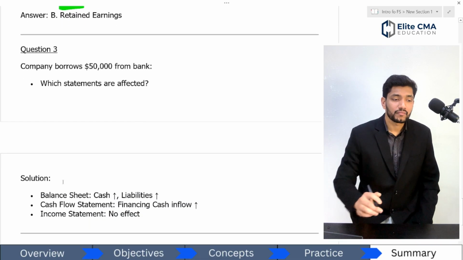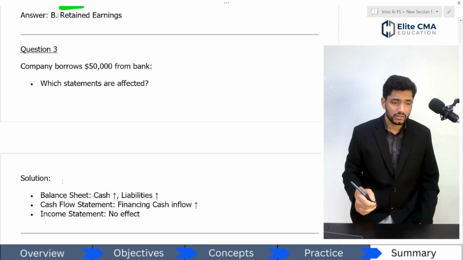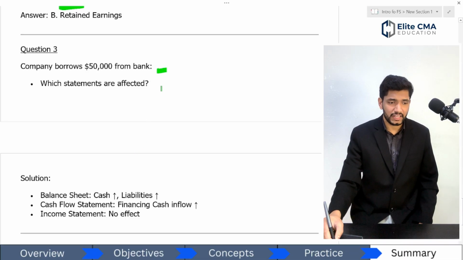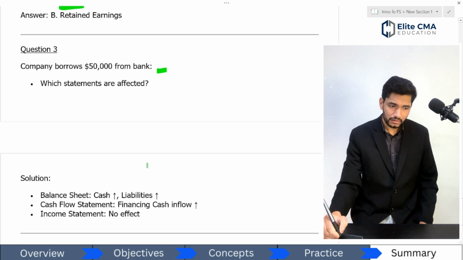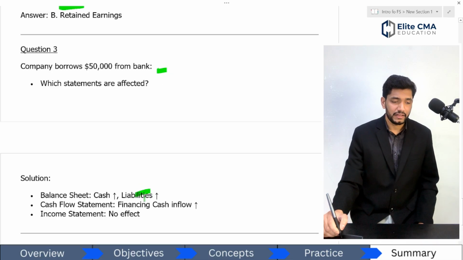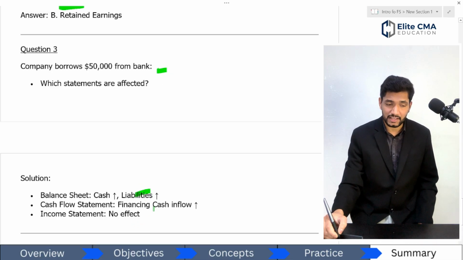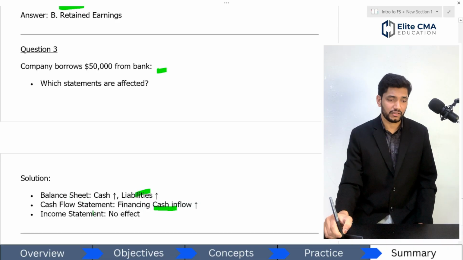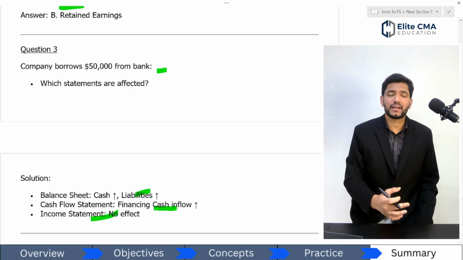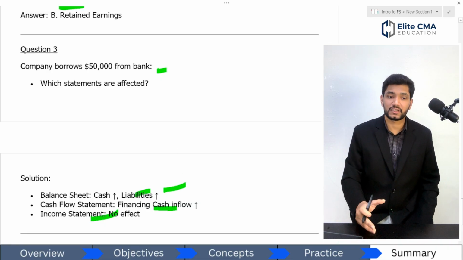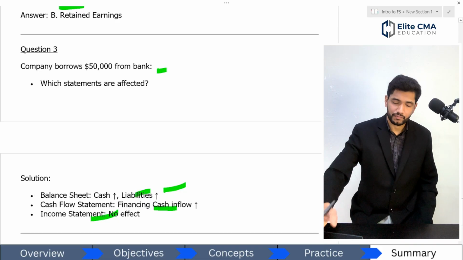Let's move to question 3. A company borrows 50,000 from a bank. Which statements are affected? In the balance sheet, it will automatically increase cash and liabilities. In the cash flow statement, the financing cash inflow will increase. In the income statement, there is no immediate effect until you pay the interest. So two statements are affected, the balance sheet and the cash flow statement, and there is no immediate effect in the income statement.